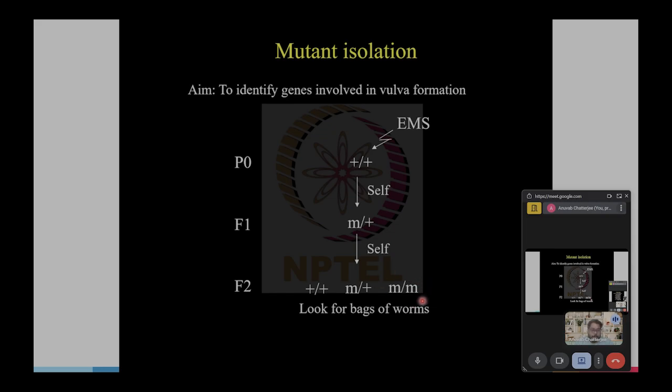We have followed an example like this in the course, where we have seen vulva development in C. elegans and figured out how exactly it works using just these mutagenesis screens.